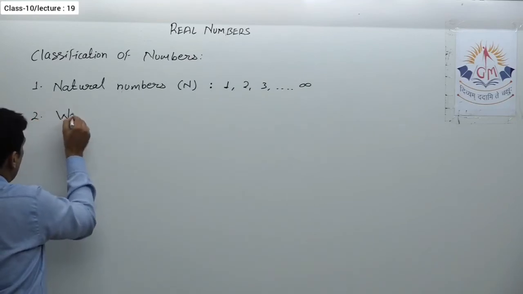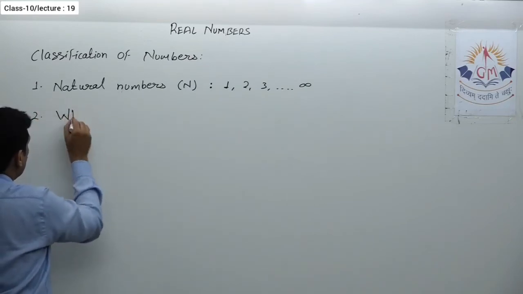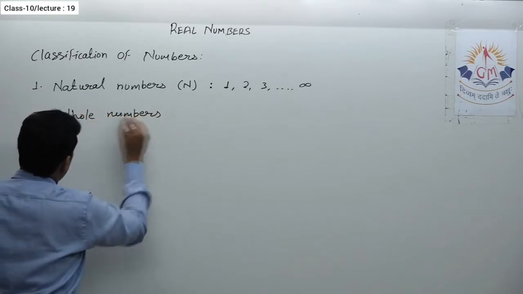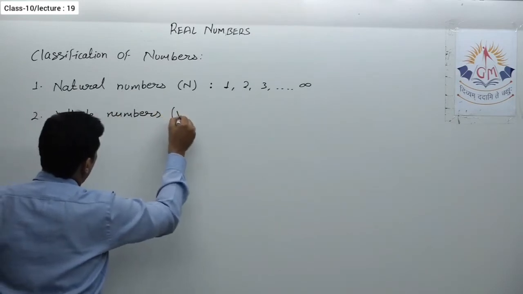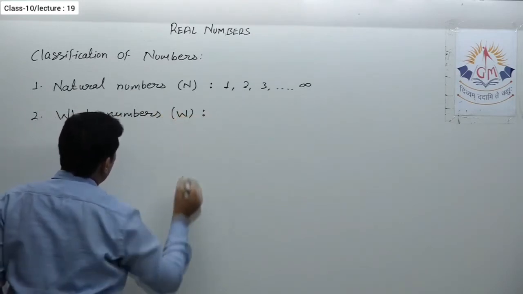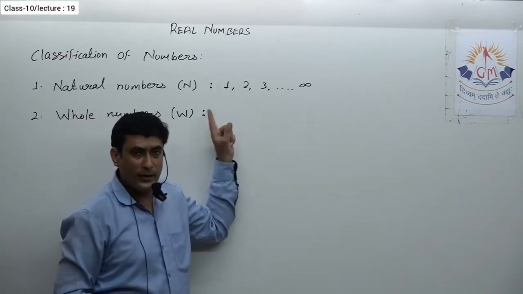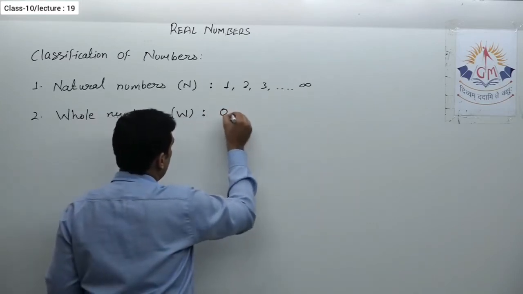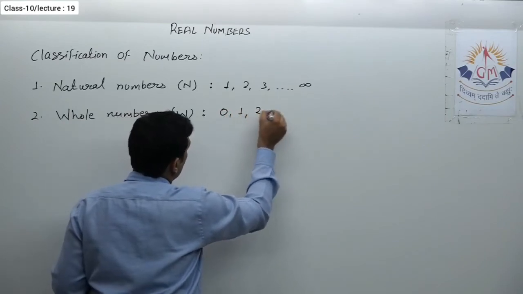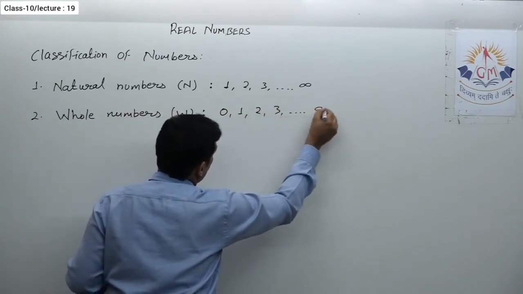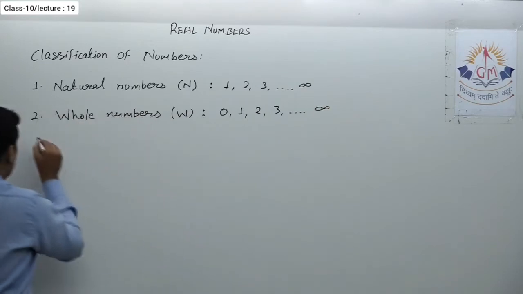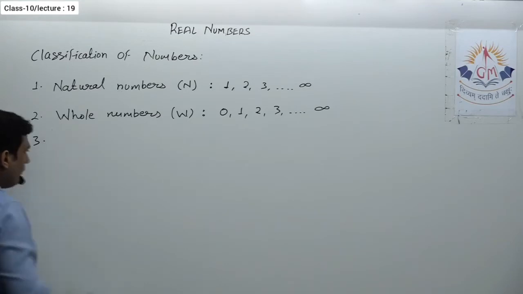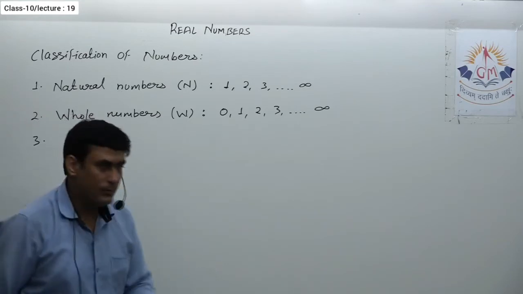Then after that we get whole numbers. Whole numbers are denoted by capital W. If we include 0 in the collection of natural numbers, we will get whole numbers. That means it starts from 0 and goes up to infinity.